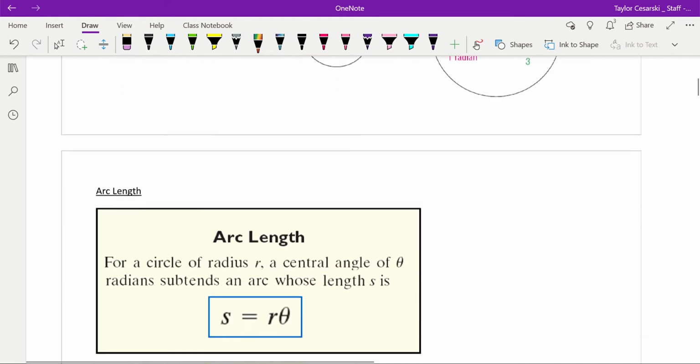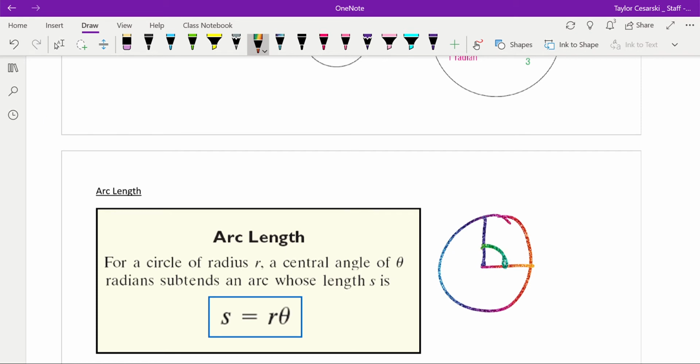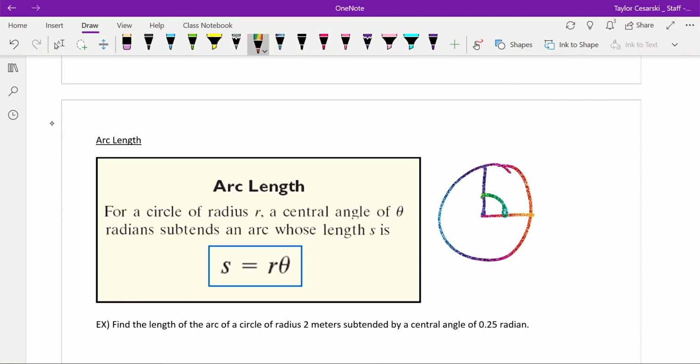And that's the arc length formula. So it says, for a circle of radius r, the central angle of theta, radians, subtends, that's a weird word, but basically it means what is the angle in the middle. So what is that angle right there? An arc whose length s is s equals r times theta, okay? So one important thing to point out here is theta must be in radians, okay? Theta must be in radians. So to get your arc length, you're going to take your radius times your angle measure in radians.